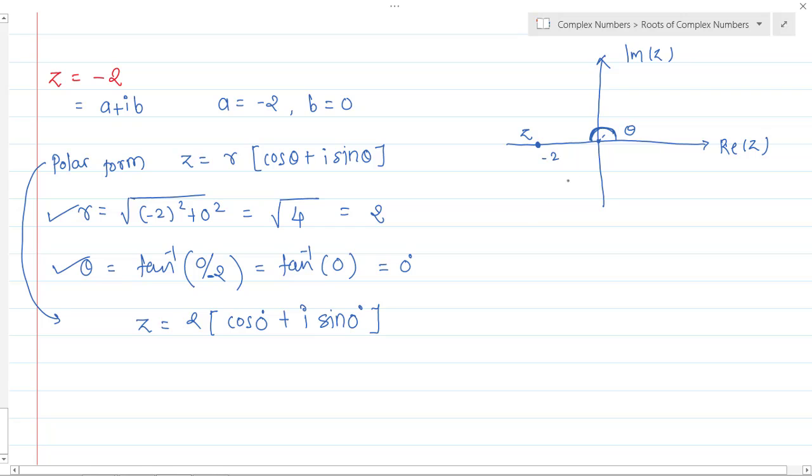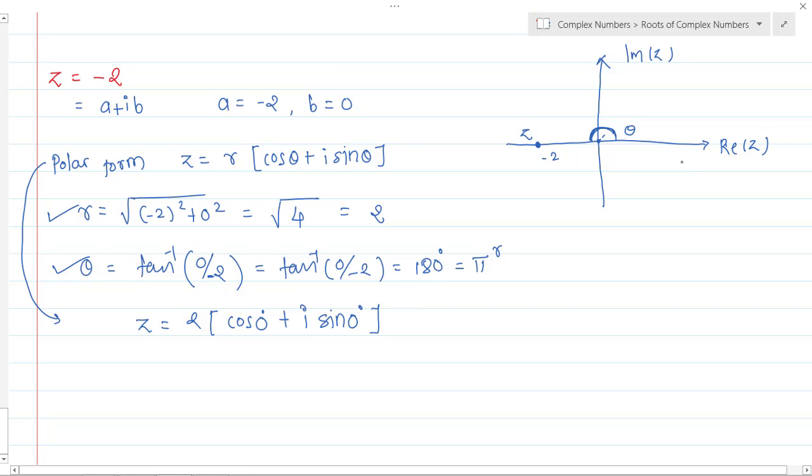Yes sir. Then how much is theta? So this angle is nothing but 180 degree. Okay, as we have this negative sign, we will be having 180 degree. Don't worry, I will be explaining this. So 0 by -2, it is nothing but 180 degree, which is nothing but pi radian.